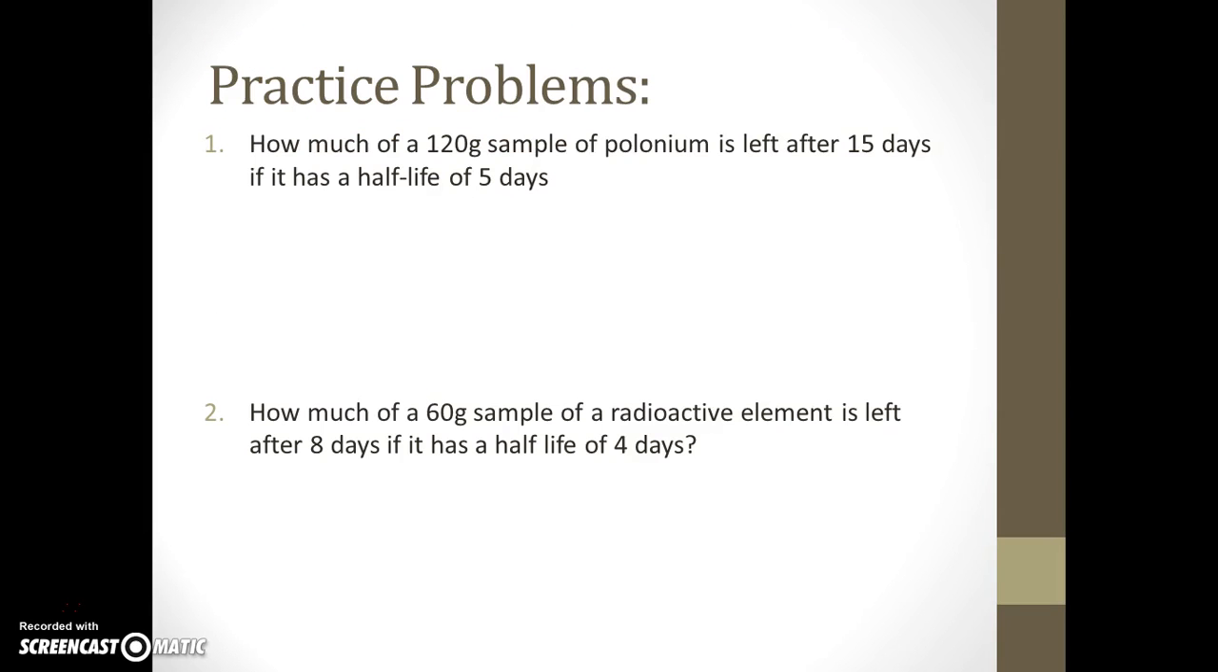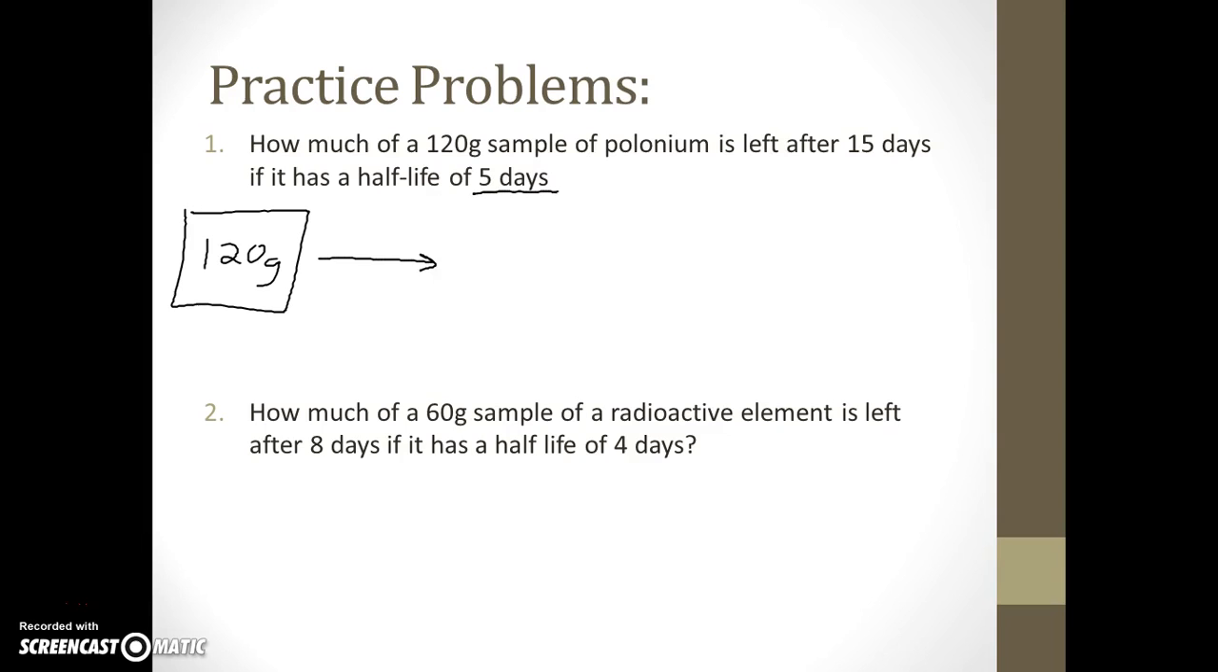So these get a little bit harder, not much harder, just a little bit. The main key to these problems is you have to figure out what they're asking. In number 1 here, how much of a 120 gram sample of polonium is left after 15 days if it has a half-life of 5 days? So we're going to do our box and arrow method. In our first box, we put what we start with. We have 120 grams. After 1 half-life, I draw 1 arrow for 1 half-life.